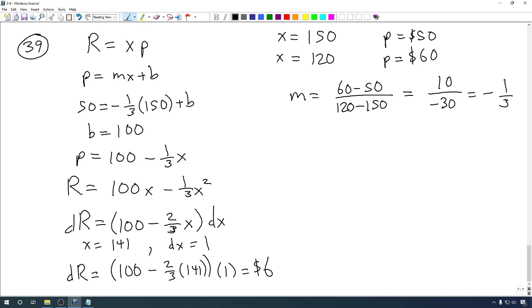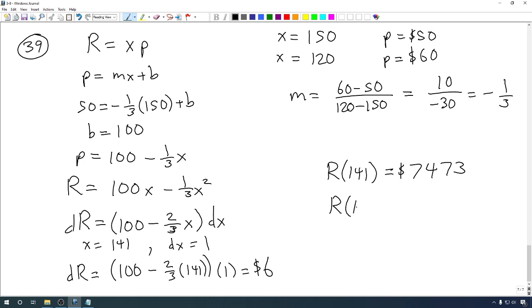This is a way of saying that if we increase our number of units sold by 1, we should expect a $6 increase in revenue. Now, we could actually use our formula to get the exact increase in revenue. But in order to do that, we would have to calculate R of 141, the current revenue. We plug 141 in here. Now that does take a little bit of calculation to do. It turns out it's $7,473. That is our current revenue.